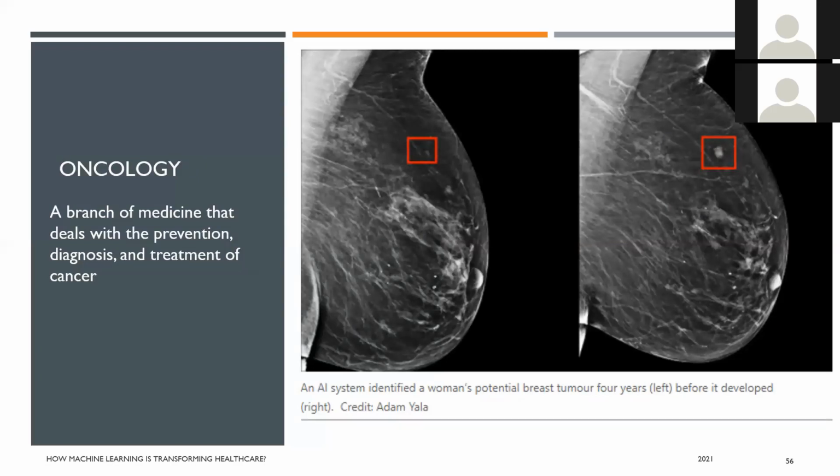This image is shared by Adam Yala, a computer science researcher at MIT. As you can notice, an AI system indicated a woman's potential breast tumor 4 years before it developed. And this is really amazing.